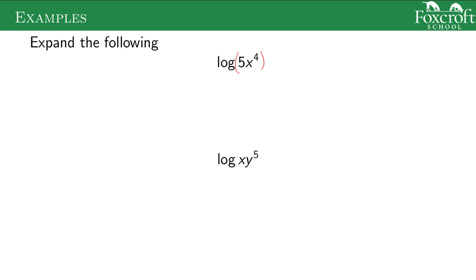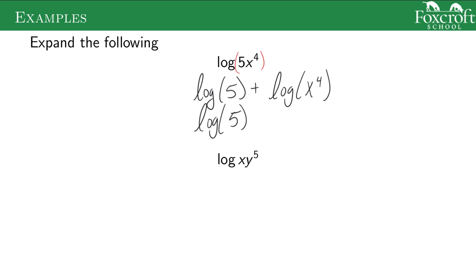All right, this one is really similar to the previous one. There's 5 times x to the 4th. So we're going to have log of 5 plus log of x to the 4th. And so it's the exact same problem that we just did with different numbers. Log of 5 isn't going to change, but this 4 can jump to the front, become 4 log of x.